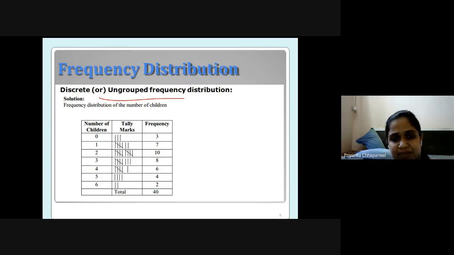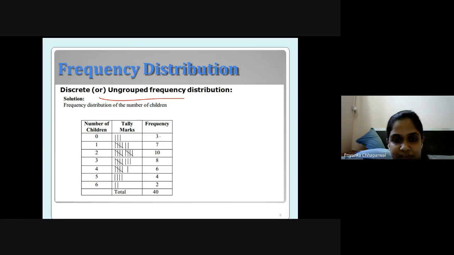तो टेली फ्रीक्वेंसी हमने जब 10th स्टैंडर्ड में पढ़ा था तब ऐसे पढ़ा था कि ऐसे 3 लाइन करो टेली फ्रीक्वेंसी. तो 0 3 टाइम है तो आई एम जस्ट पुटिंग 3. 1 है 7 टाइम. 2 10 टाइम. 3 is 8 times, 4 is 6 times, 5 is 4 times, and 6 is 2 times.